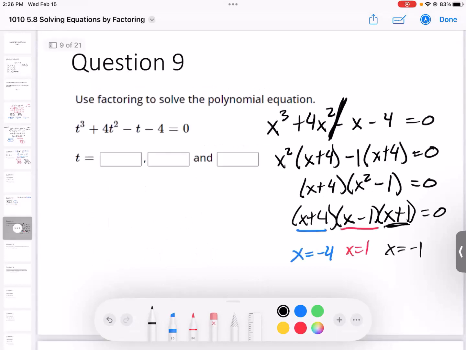Okay. So that's question 9. Do you guys have any questions on how to do it if you have a bigger polynomial? The overall strategy is kind of the same for all of these. It's just applying it to different problems. The overall strategy is set the thing equal to 0, get it into factored form, and then set each of the factors equal to 0 to find your solutions.